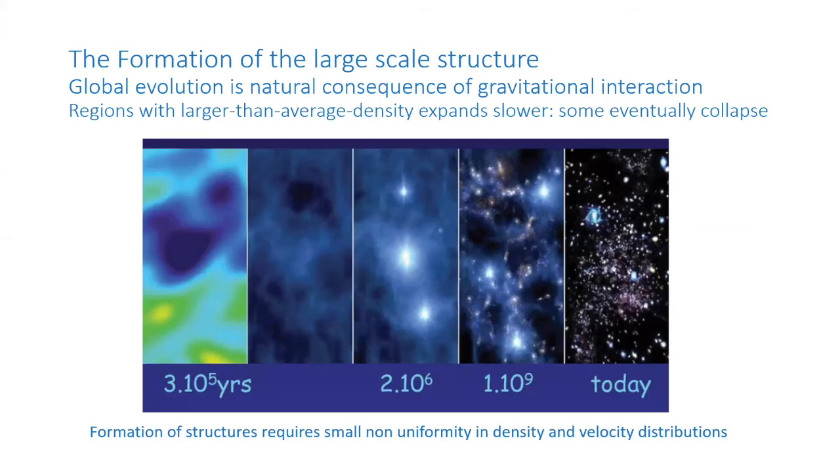So if you let that density non-uniformity just evolve gravitationally with time, areas with larger than average density would clump together. In the beginning, they would just expand slower compared to the rest of the universe, and the one that has higher density would eventually collapse.